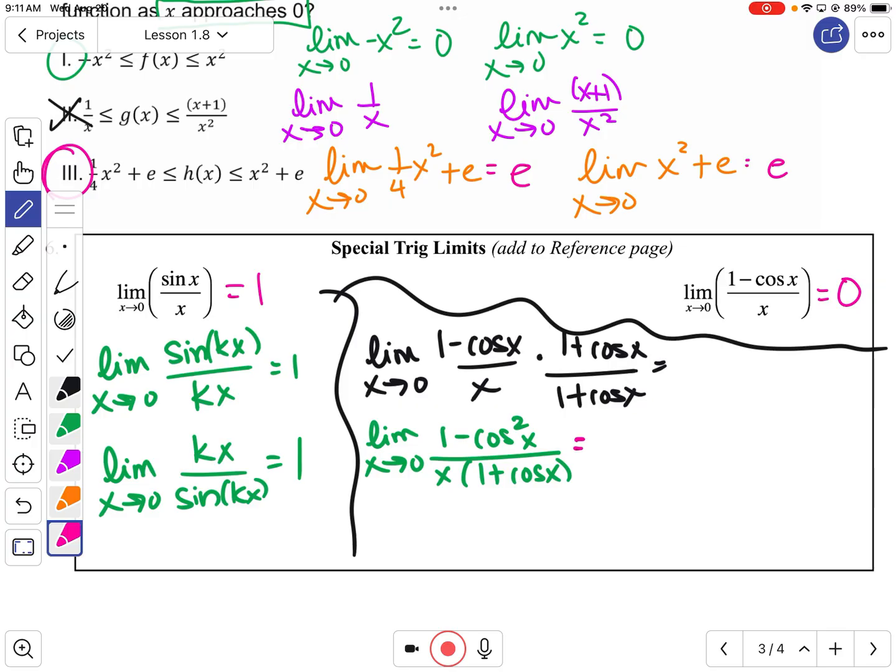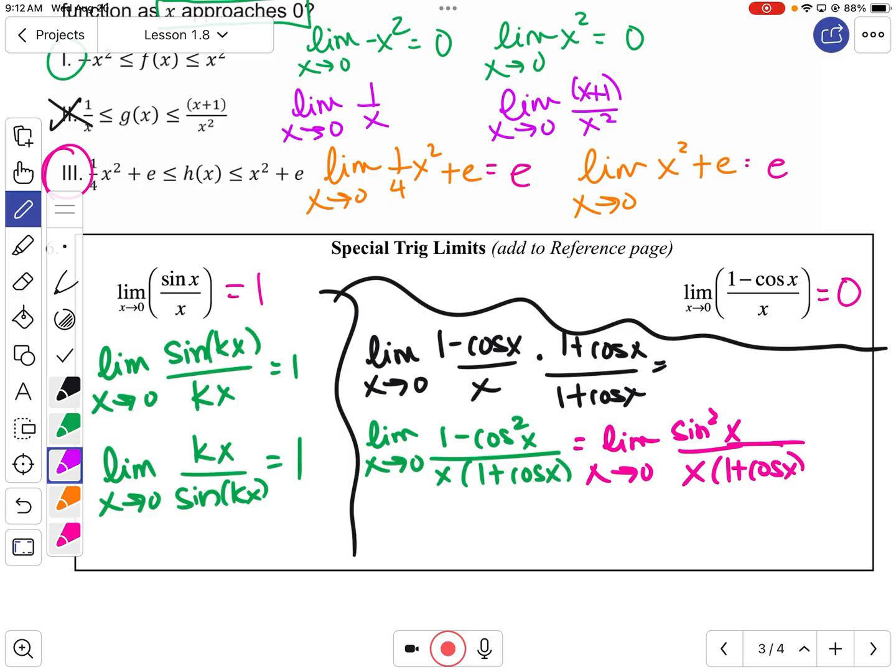Now, probably going to need a trig identity of some kind, or maybe there's something we can do that would make this work. But let's just see. What's an identity? What is 1 minus cosine squared actually equal to? Sine squared. So this would be the limit as x approaches 0 of sine squared x over x times 1 plus cosine x.